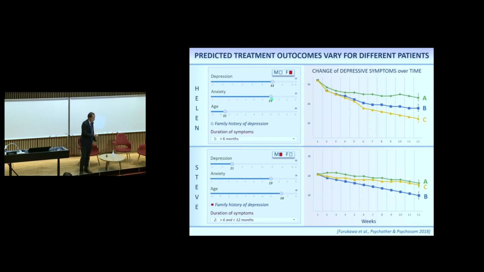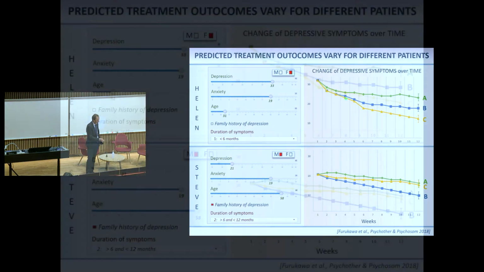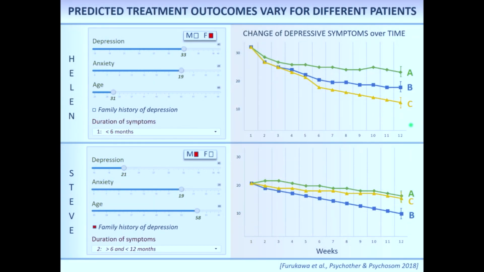But look at Helen. So she's clearly a female. She's severely depressed, severely anxious, very young, no family history of depression, and short duration of symptoms. Her trajectory of depressive symptoms over 12 weeks is this. So over 12 weeks it is not A, but it is C, the best treatment.